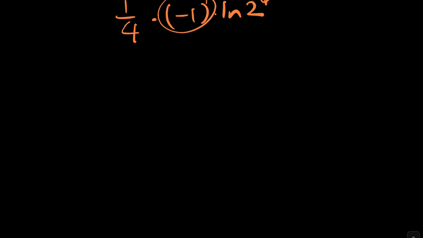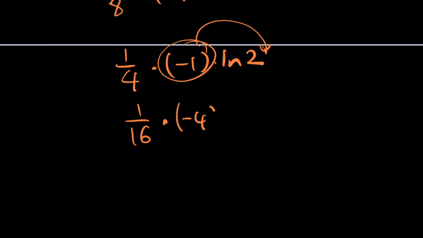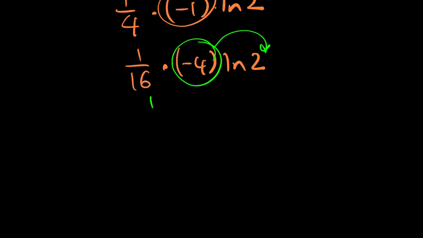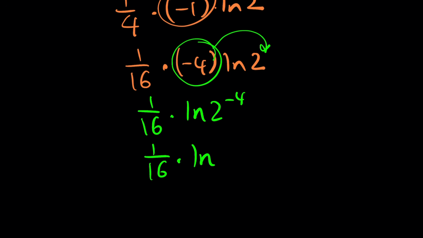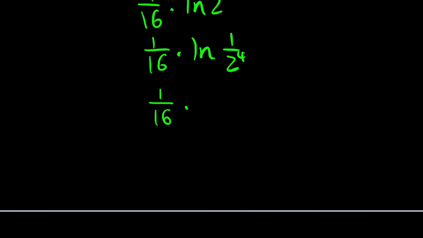How about 1/16? 1/16 times, what is going to give me -1/4? Of course, it's going to be -4 ln 2. And yes, this does the trick. You know why? Because when I move this -4 here, as you know, the properties of logarithms, right? ln 2 to the power -4, and 2 to the power -4 is actually ln 1/2 to the 4th power, which is 1/16. So this is what I'm looking for, okay?